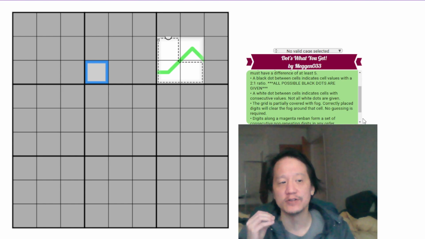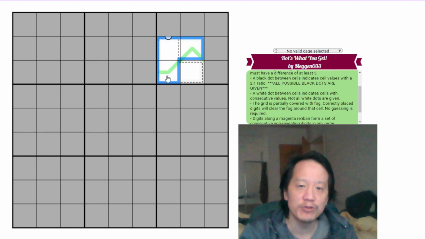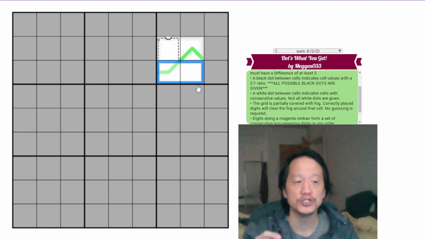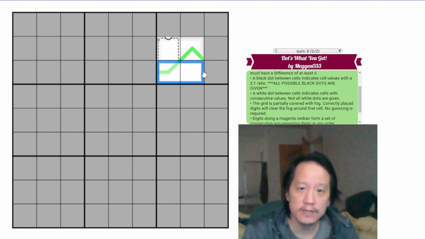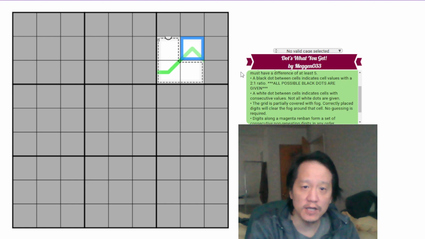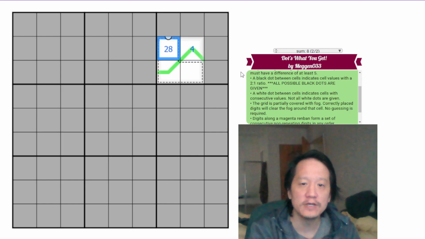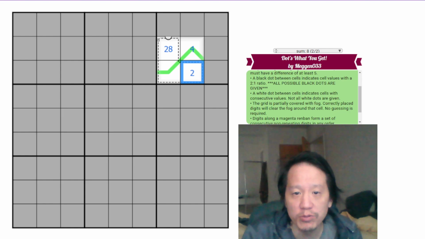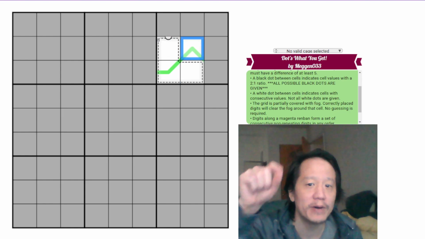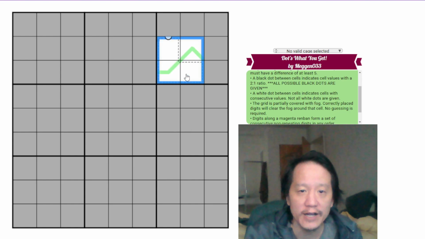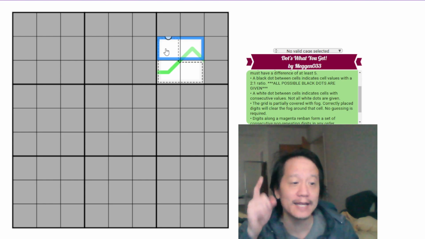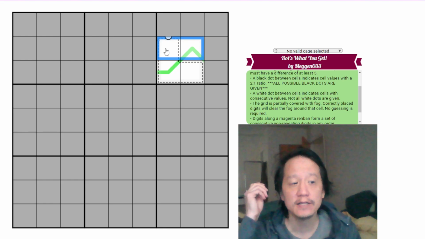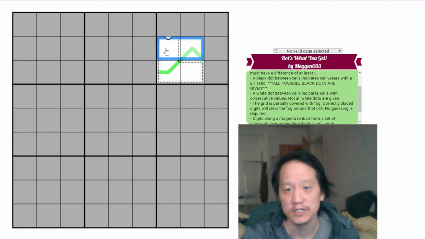We do have a negative constraint. So if we do not see a black dot, it cannot have a 2 to 1 ratio between the cells. So say this was a 4. This could not be 2 or 8, and this could not be 2 or 8. Those are not possible because there is no black dot. And because all possible black dots are given, there are no black dots between those two, so therefore it cannot be a 2 to 1 ratio unless the black dot is specifically between two cells.